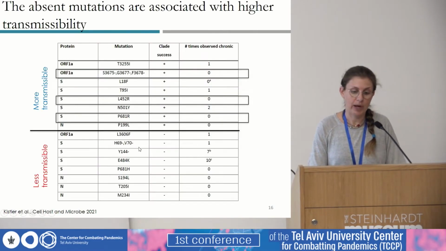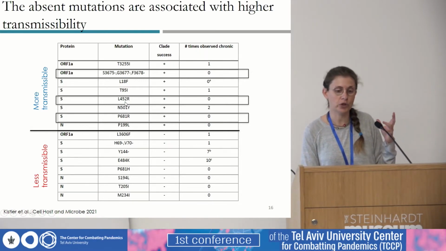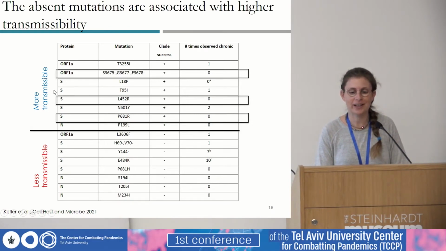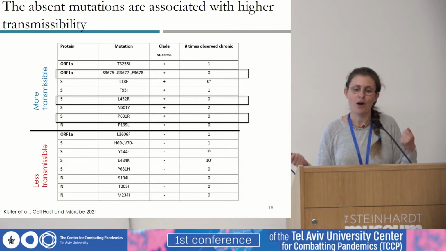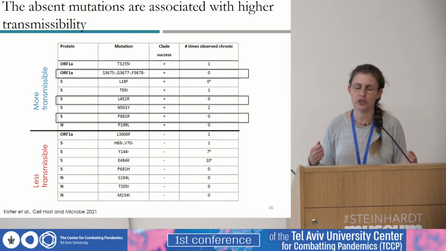And then this study came out just recently, and this study actually measured the effect of mutations on the transmissibility of the virus. I won't get into how they do this, but what we noted is that exactly the set of mutations that they found to be most transmissible, so mutations that are associated with very high transmissibility, are the mutations that are missing in our chronically infected patients.